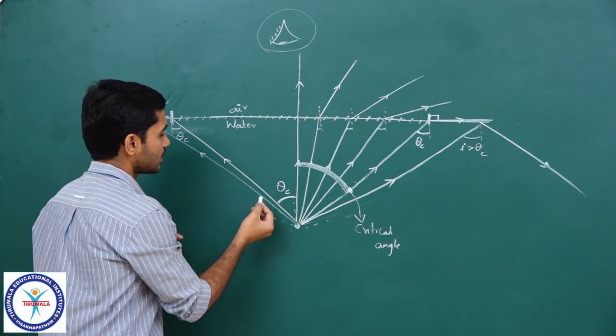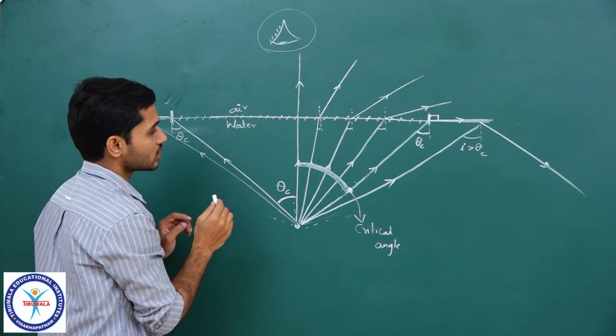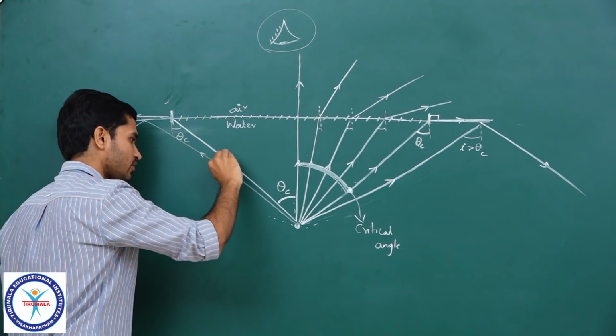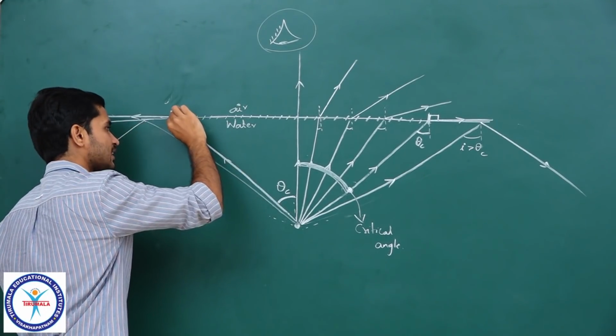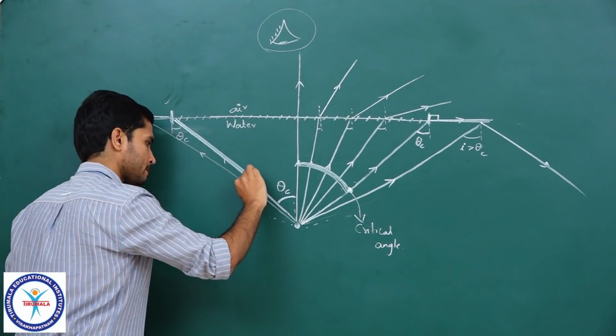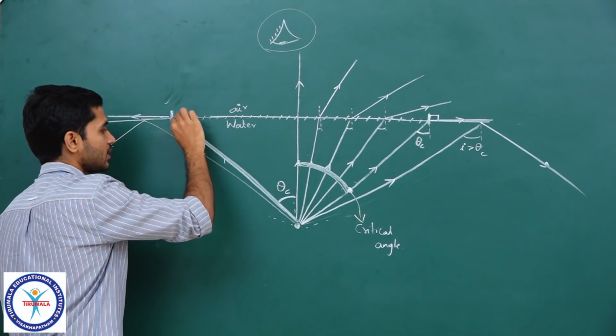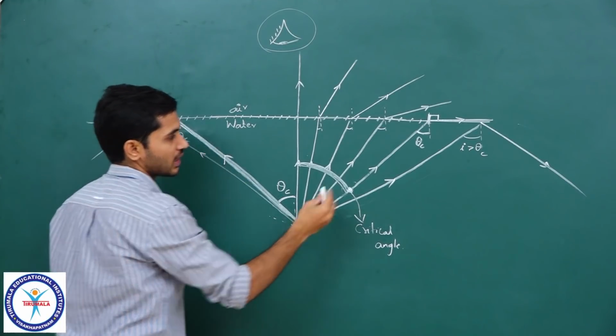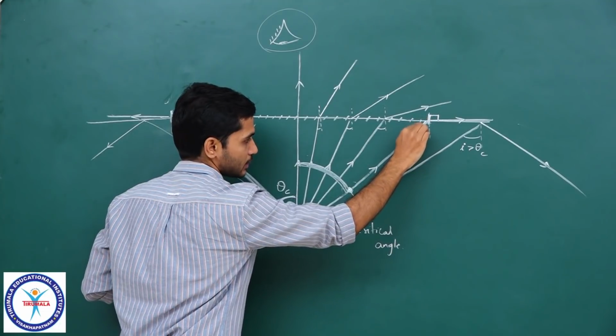So, let me draw the theta c light rays darker so that they are clearly visible for us. So, these are the theta c light rays. This is one theta c light ray, right, and on the other side this is the theta c light ray.